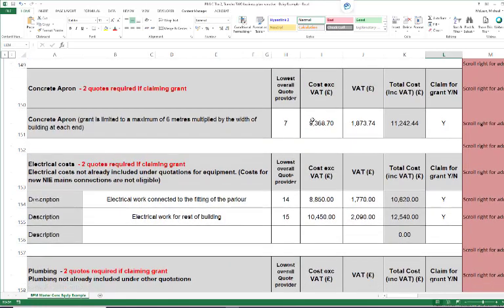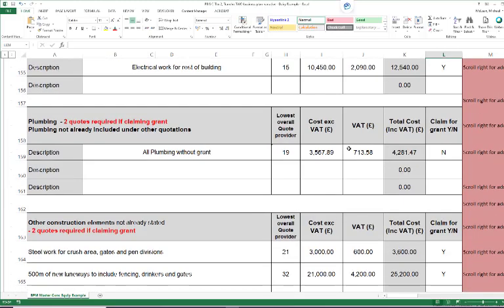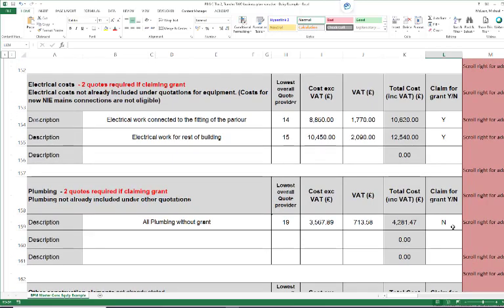The next two sections cover service costs, electrical works and plumbing. You'll notice in this example the applicant is not claiming grant on the plumbing aspect. This is here. There may be other elements of the proposed project that have not been included, and the example shows separate costs for steelwork, for the crush, gates and pens. Other additional works would include the construction of new laneways.